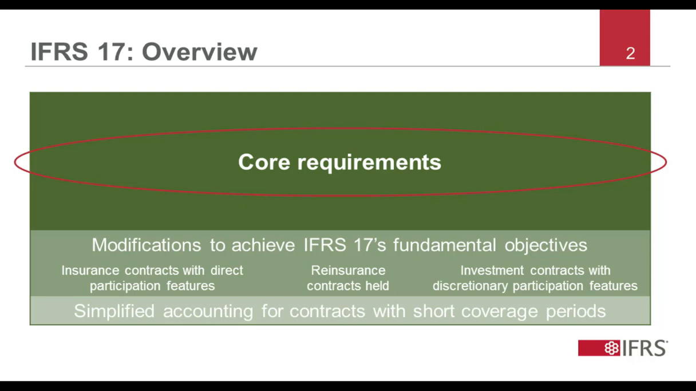In IFRS 17, there are some modifications that reflect specific economic features of specific contracts to achieve IFRS 17's fundamental objectives. In addition, IFRS 17 has simplified accounting for contracts of short coverage periods, in which the measurement outcomes of IFRS 17 are achieved in a simpler way. We plan to have webinars on these modifications and these simplifications at a later stage.